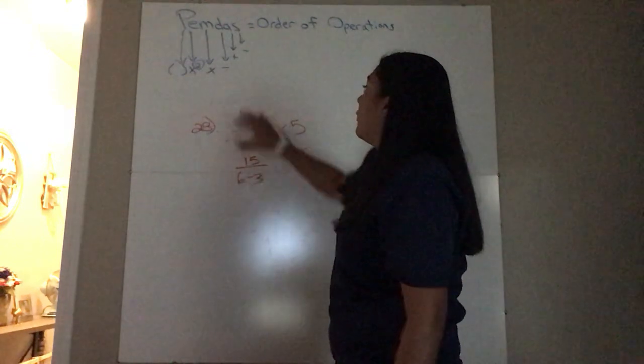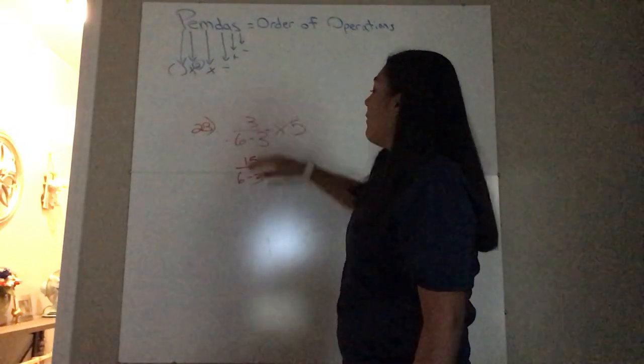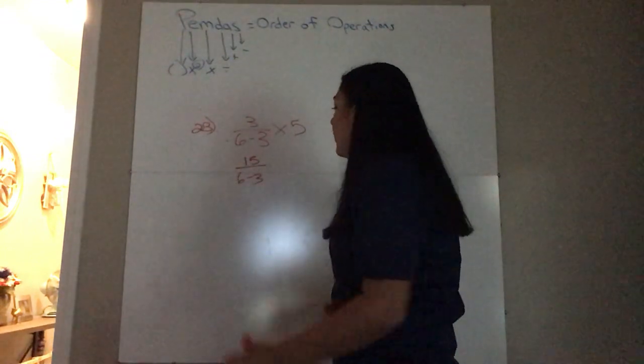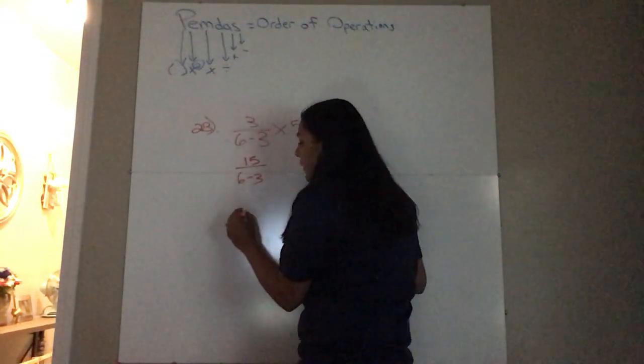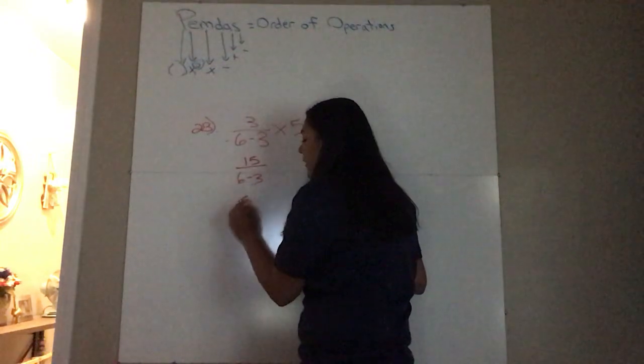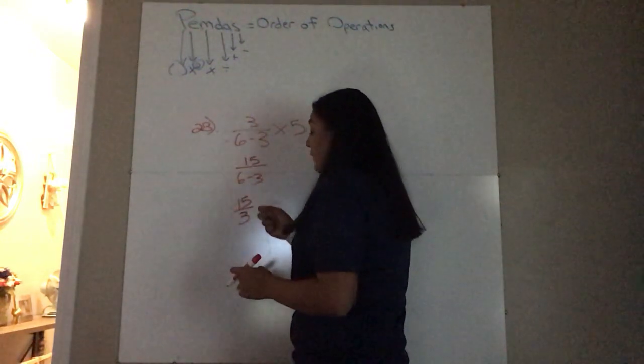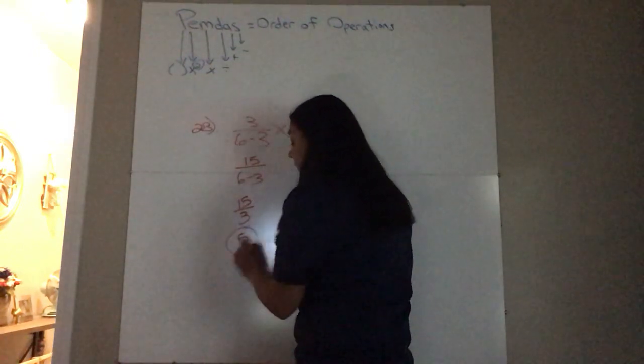Okay, now, do we divide? Yes. However, can you divide this? You could, but you got to split them all up. So combine the bottom first. So 6 minus 3 is going to give me 3 over 15. This really means divide. A bar means divide. So 15 divided by 3 is going to give you 5.